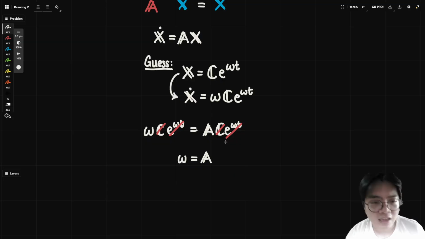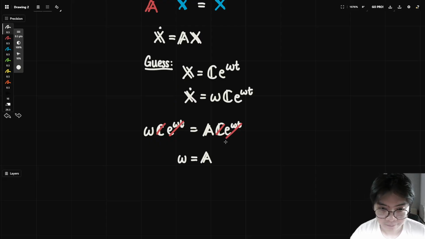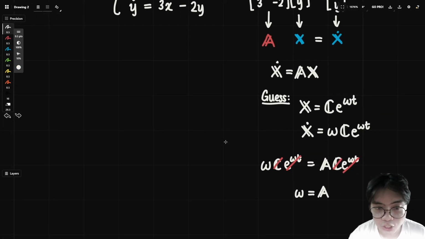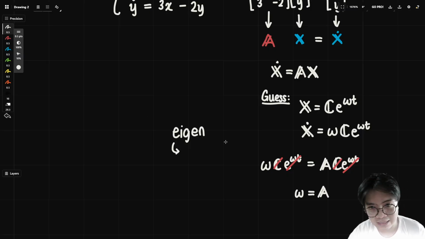What instead is being done in the background here is what we call eigenvalue. Right? This scalar here is an eigenvalue. Eigen is from the cognate for German eigen. Literally eigen. Ibig sabihin nito is sarili. Its own.